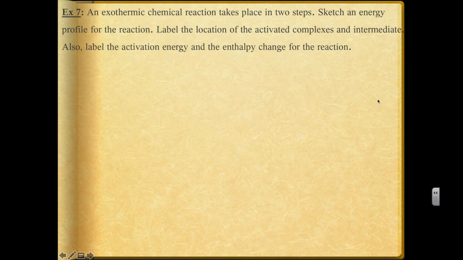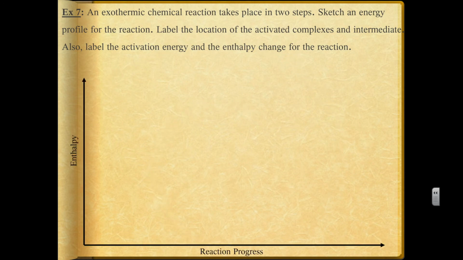So example number 7 asks us to look at it in our notes. And I don't believe it's example 7. I believe it is example 19 in your notes. Apologize. An exothermic chemical reaction takes place in 2 steps. Sketch an energy profile for the reaction. Label the location of the activated complexes and intermediate. Also, label the activation energy and the enthalpy change for the reaction.